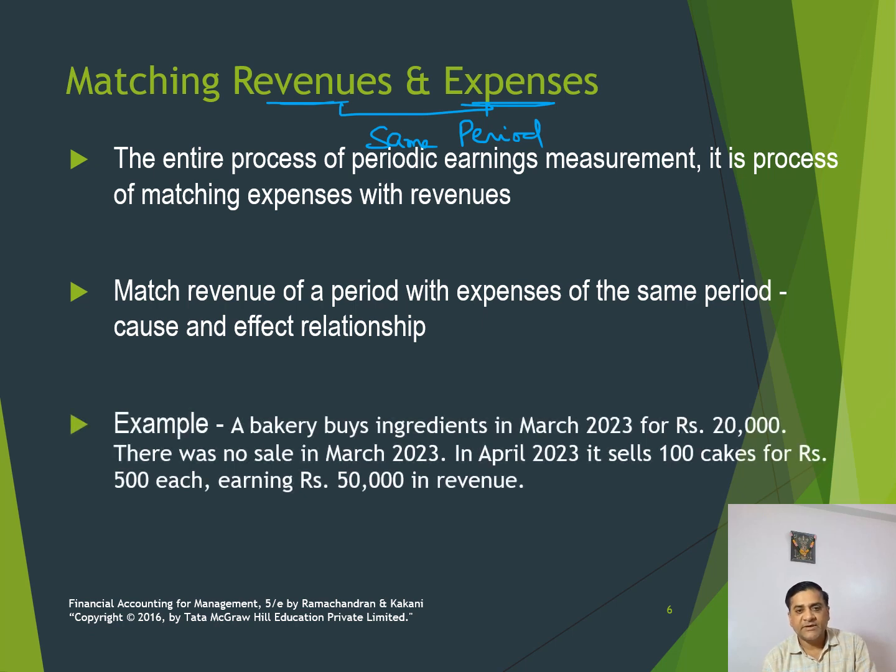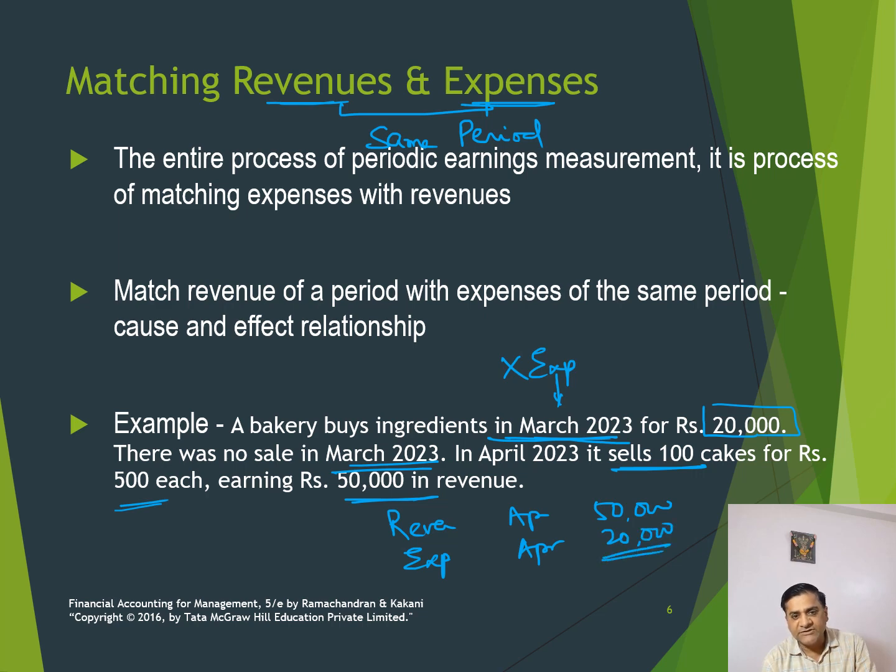Say for example, if a bakery guy buys ingredients in the month of March for 20,000. There was no sale in the month of March. So we would not recognize this as an expense in the month of March. In April, he sells 100 cakes for rupees 500 each, earning 50,000 as revenue. Then we would say the revenue for April is 50,000 and the corresponding expense for the month of April would be 20,000. We would not say this expense is related to the month of March. We would say this expense is for the month of April.